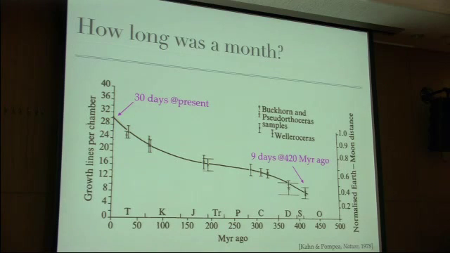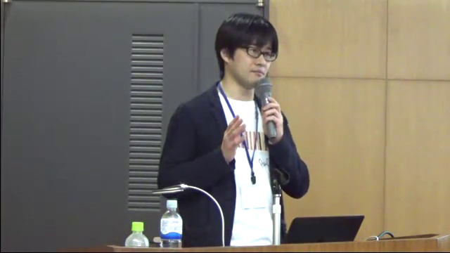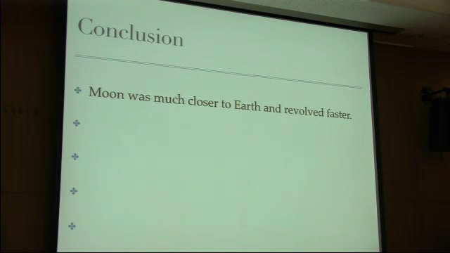Their paper is somewhat controversial, so the accurate number, 9 days or so, I don't know if it's correct or not, but the Moon was much closer than today. I think that is right. So the first conclusion of my talk is that the Moon was much closer to the Earth and revolved faster.